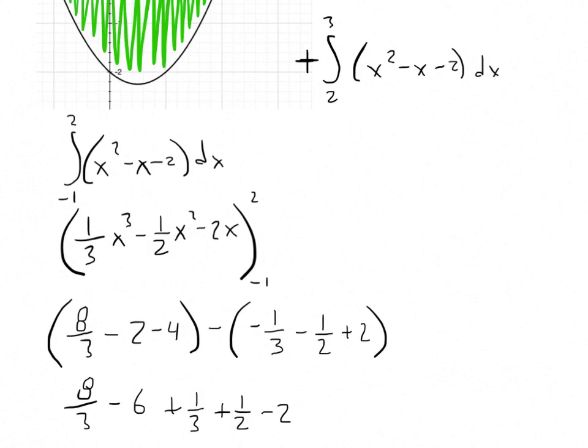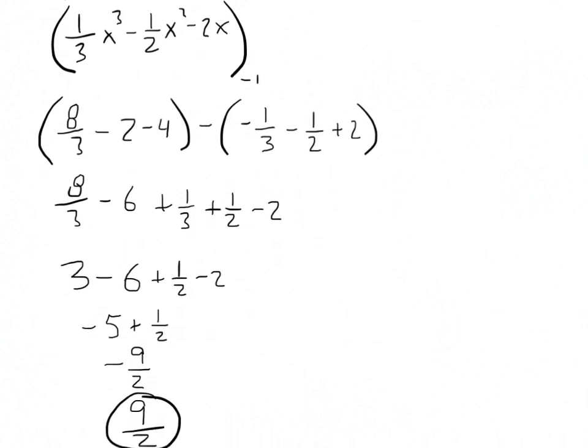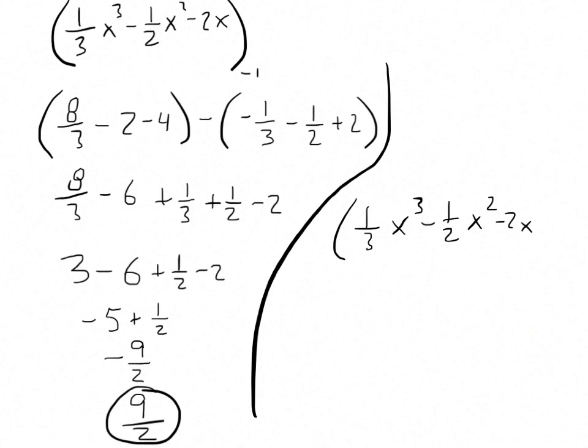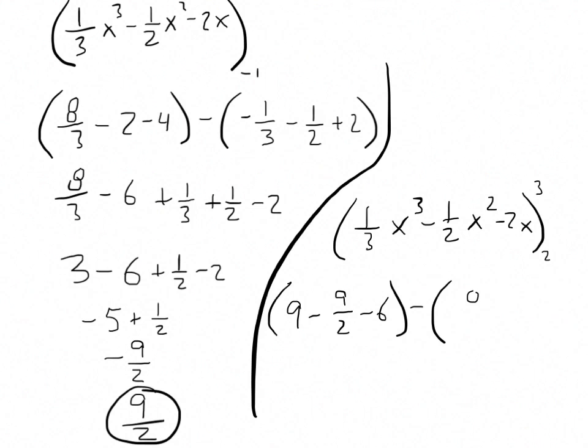I also need to look at this second integral. Fortunately, I've already done the integral part of it. I just need to plug in the 3 and the 2 this time. So I'm going to scroll down and do that. For the other half of this, I'm looking at doing 1/3 x cubed minus a half x squared minus 2x, evaluated this time from 2 to 3. Plugging in the top bound 3 first, I'll get 9 minus 9 halves minus 6 minus 8/3 minus 2 minus 4.